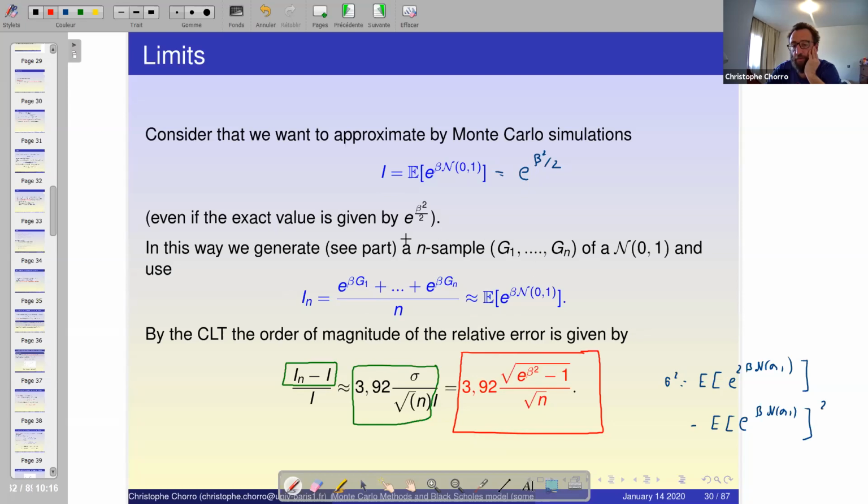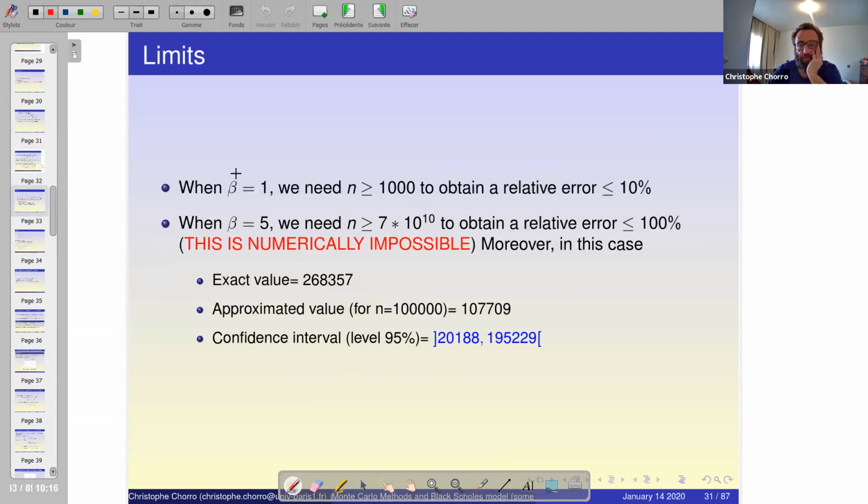But if I use Monte Carlo methodology in order to approximate, I have this relative error. So what happened in practice for this relative error? I obtain the following. If I take beta equal to 1, it's very easy to see that in order to obtain a relative error of 10%, that is a reasonable one, not a very good one, but something reasonable, I need to take n greater than 1,000.